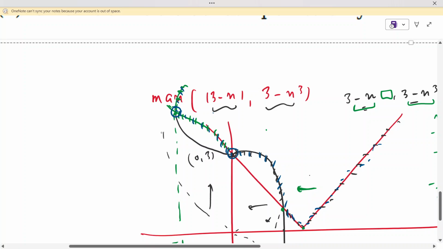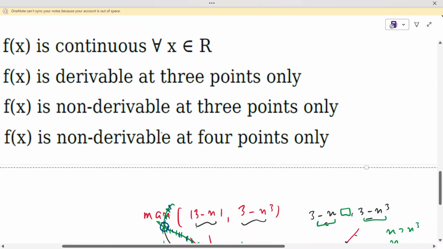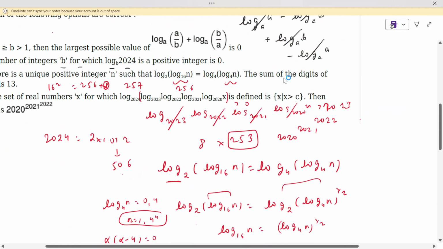So there's also another point. And again, this is a line, and this is again a point. 3 minus x cube, so minus 3x square at 1, so minus 3 again. Another point. So there are 4 points for which the function is non-differentiable. So option A and option D are correct. Fine. Okay, the next question is in the next video. Thank you.